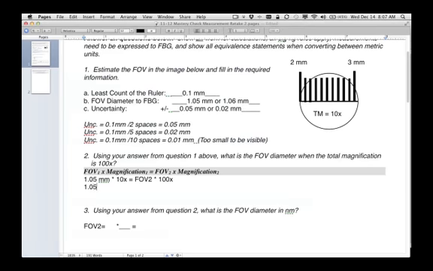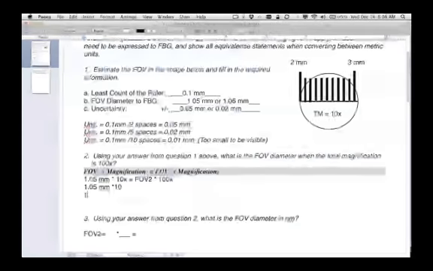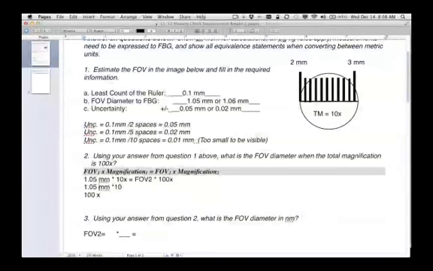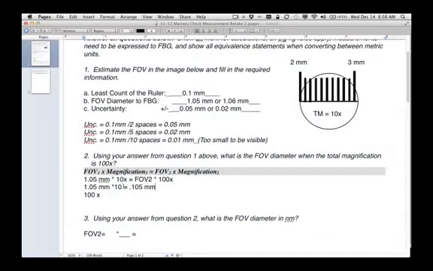So 1.05 millimeters times 10 divided by 100. If we do that once real quick, times 10 divided by 100, gives us 0.105. And make sure we bring our millimeters over. So, does this make sense? Let's think about that for a moment. So this is 10x, this is 100x.